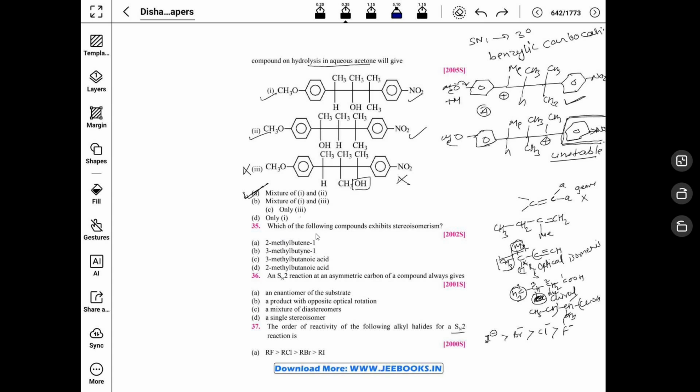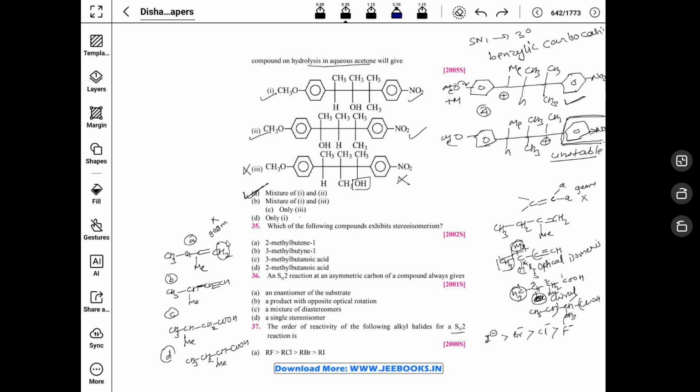Now moving to the next question, which of the following compounds exhibits stereoisomerism? 2-methyl butene, 3-methyl butane, 3-methyl butanoic acid, 2-methyl butanoic acid. So we have to draw the structure of each compound. Okay, so these are the structures of the given options. If you see 2-methyl butene, there are no geometrical isomers because the substituents at this carbon are the same, hydrogens. So it will not show geometrical isomerism.